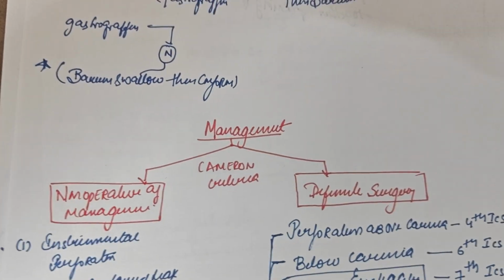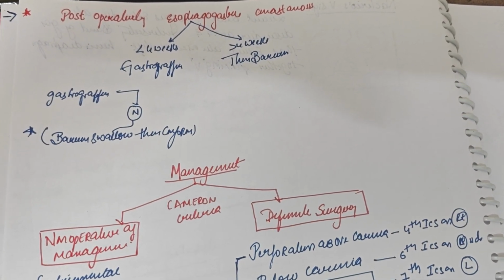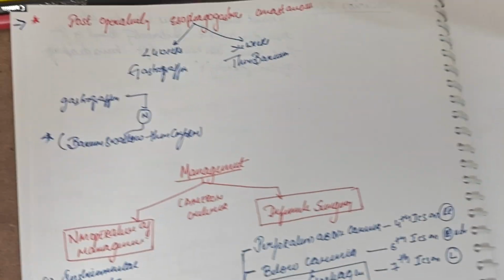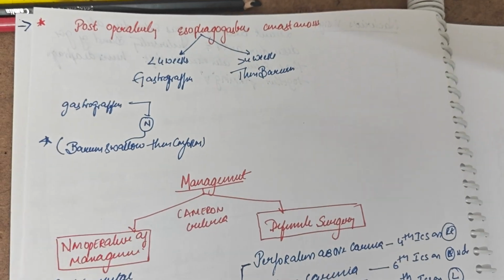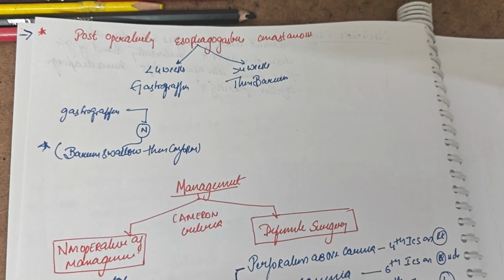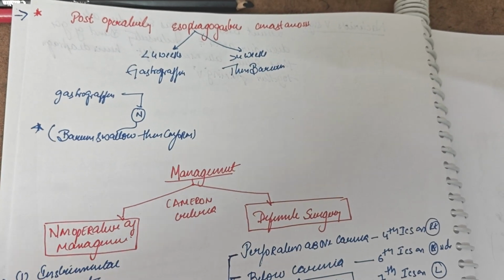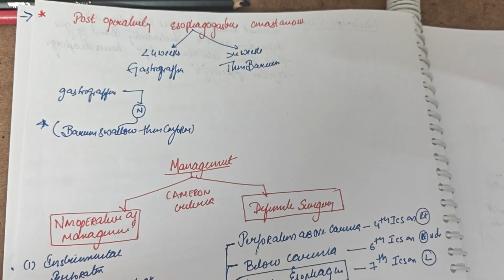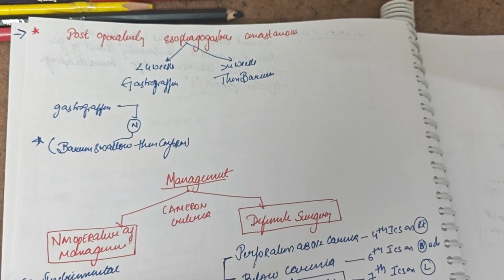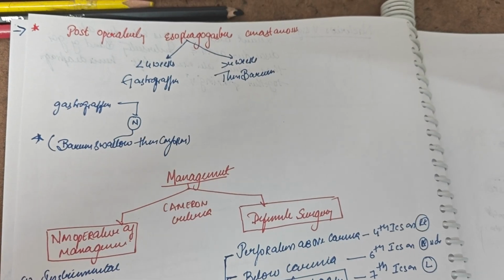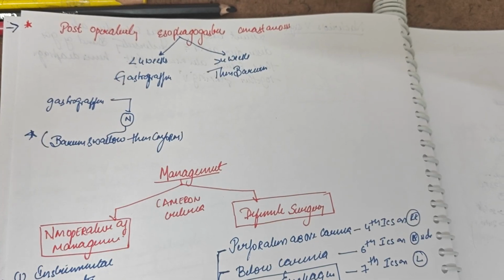Now, the next important point: what about a post-operative esophagogastric anastomosis? Say a patient has an esophagogastric anastomosis. Which contrast do we use? If it is less than 4 weeks, we use gastrographin. More than 4 weeks, we use thin barium. It's an important question; they can ask you about post-operative esophagogastric anastomosis.